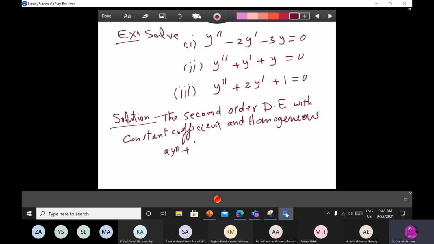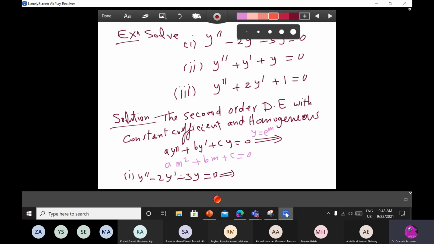a y double dash plus b y dash plus c y equal to 0. By the substitution y equal to e to the mx, it's becoming a m squared plus bm plus c equal to 0. This is my GPS. So I will go to the number 1. So y double dash minus 2y dash minus 3y equal to 0. It will be changed into what? Guys?